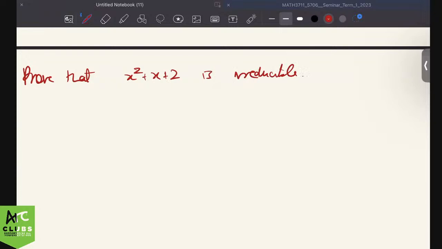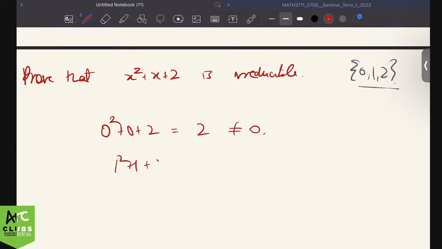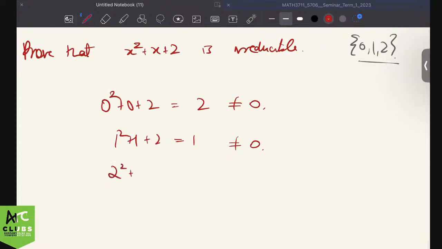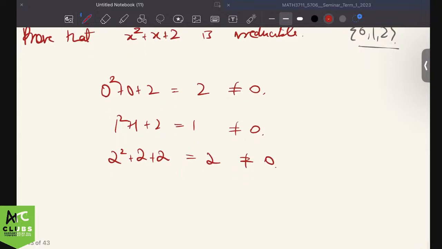How do you do that? Well, we only have 3 elements of this field, so 0, 1, and 2. If you can show that all of them don't satisfy the equation, you can show it can't possibly be split into linear factors. So let's do this over here. 0 squared plus 0 plus 2 equals 2. 1 squared plus 1 plus 2 equals 1, which doesn't equal 0. And then 2 squared plus 2 plus 2 equals 2, which doesn't equal 0. Okay. The whole point is that this can't be reducible. It doesn't have any factors.